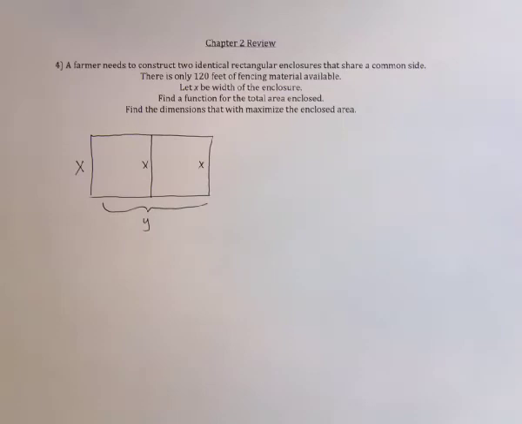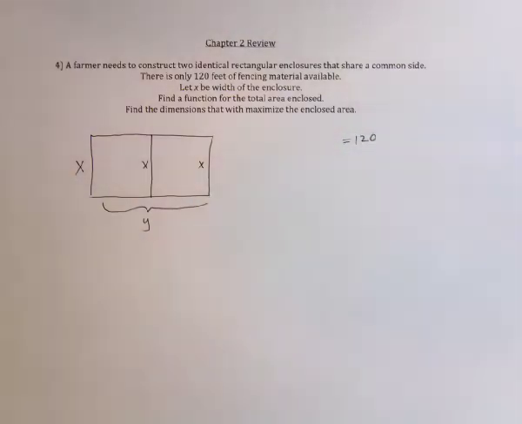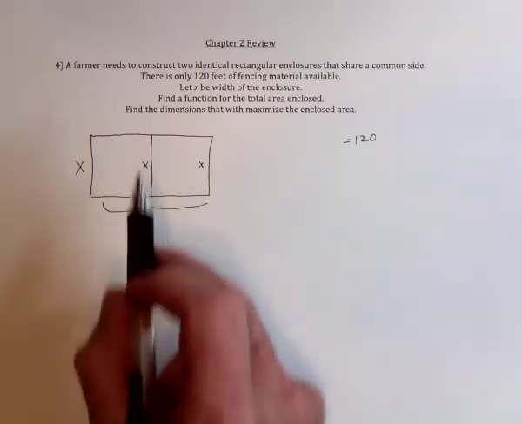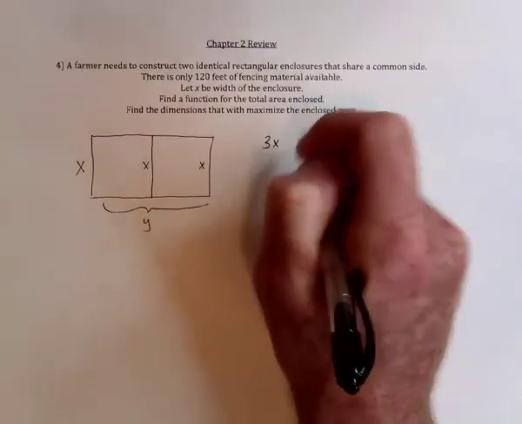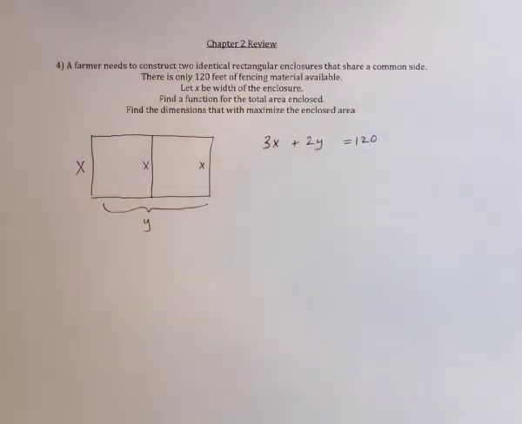Now, there's only 120 feet of material available, so that means if I find the perimeter, it has to equal 120. Well, the perimeter is going to have these three x's plus a y on this side and a y on the other side. So that means that 3x plus 2y is equal to 120.